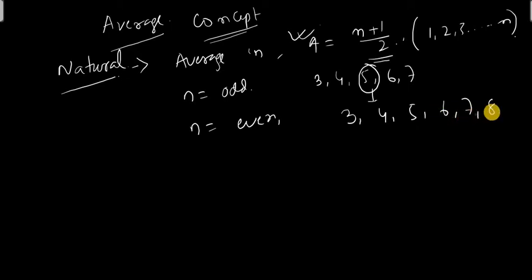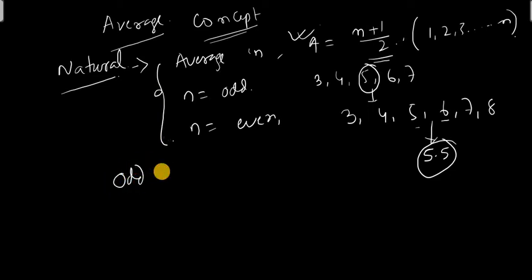the average is the average of the two middle numbers, which is 5.5. Next, we will look at odd natural numbers and even natural numbers.